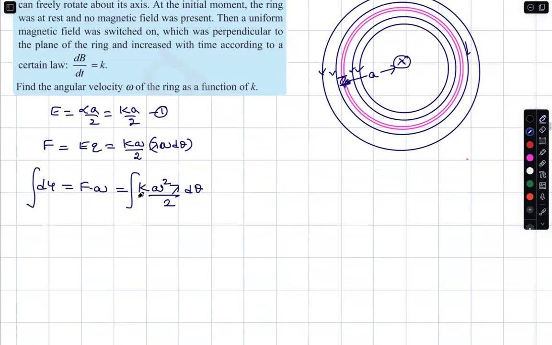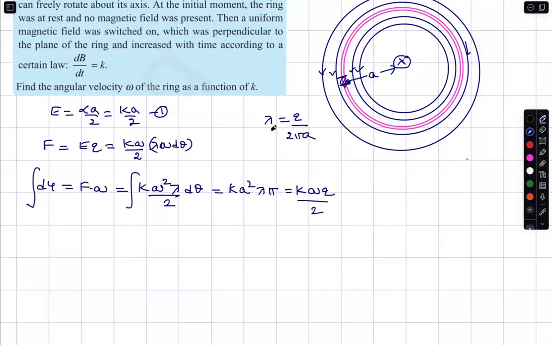So finally, what is going to happen is K A square lambda pi. Lambda is charge per unit length. Lambda pi A is nothing but Q. You will have KAQ by 2. Just please confirm if I am correct or not.